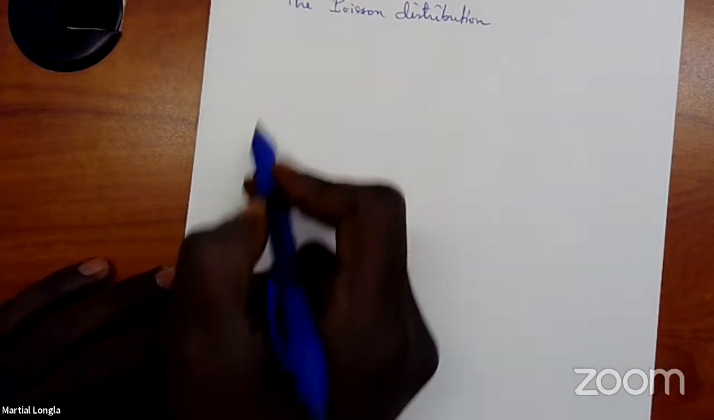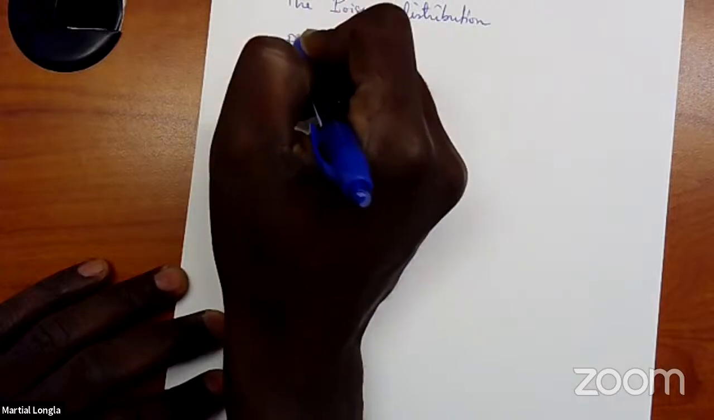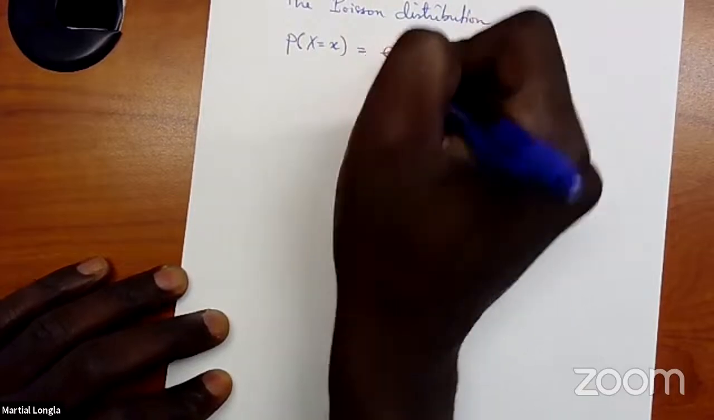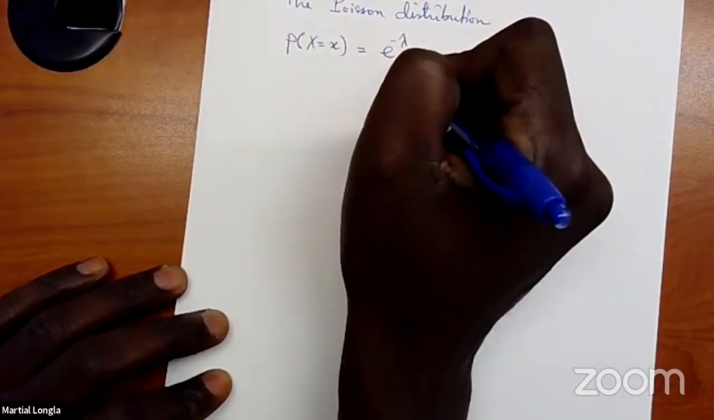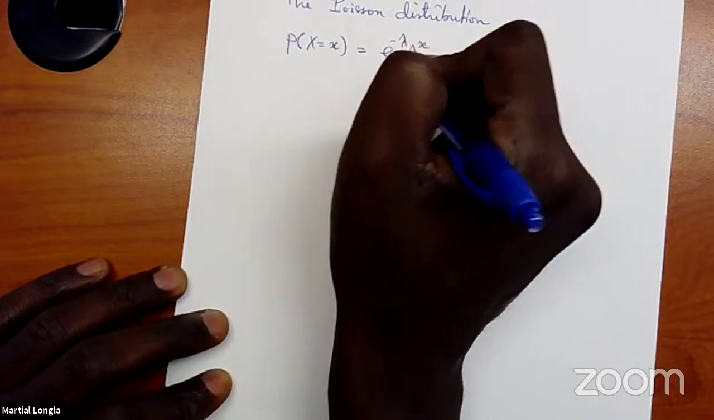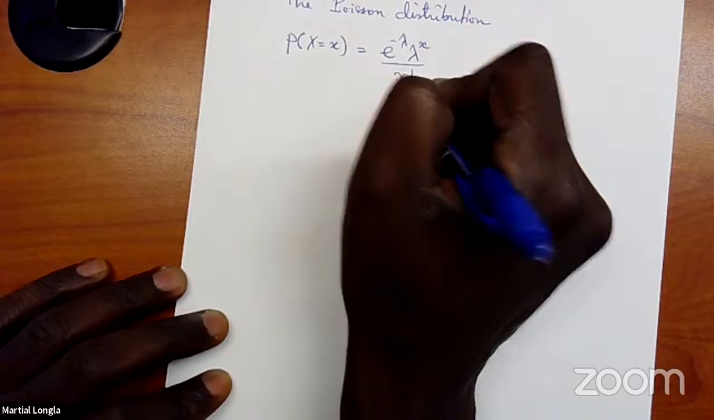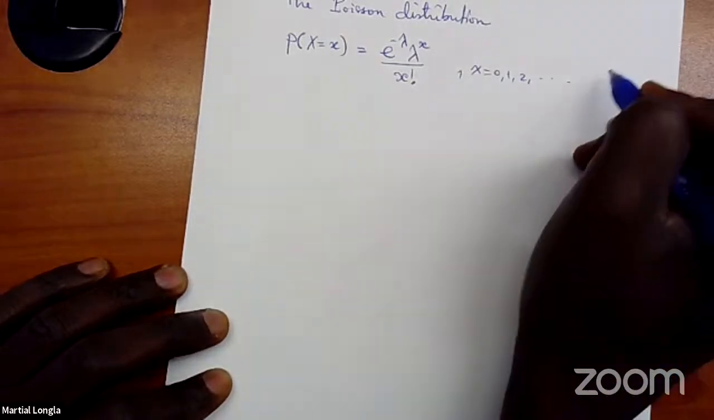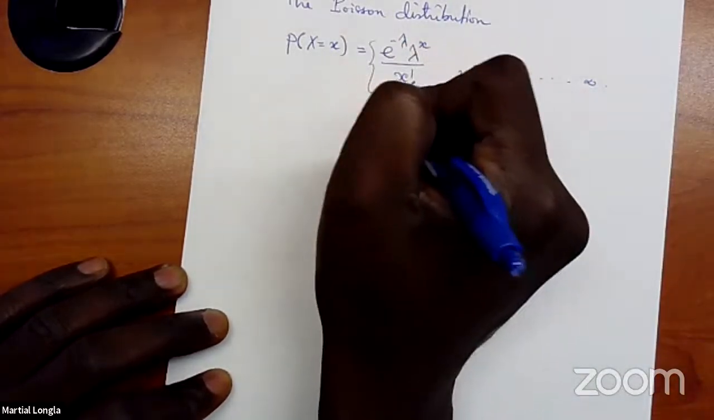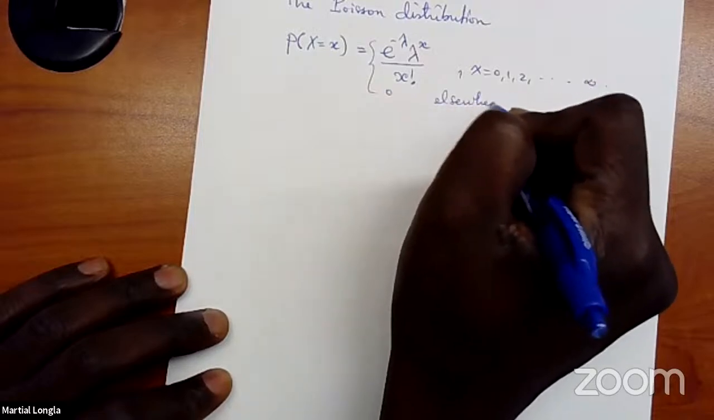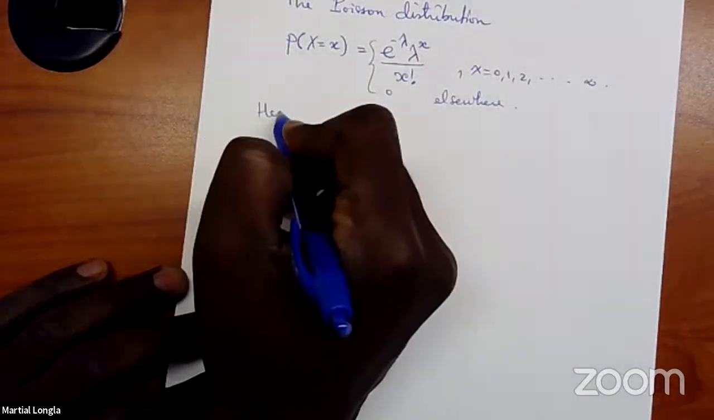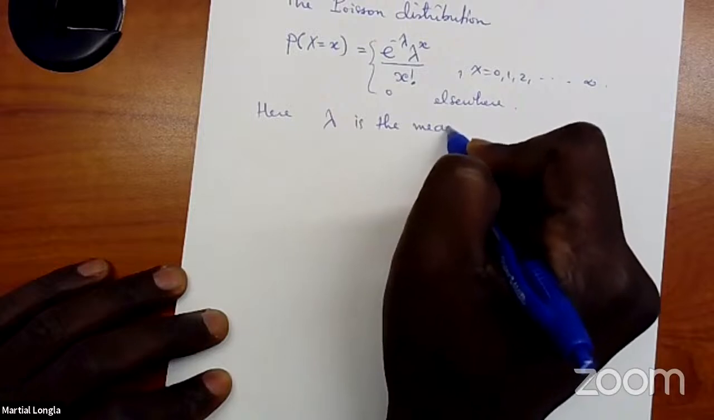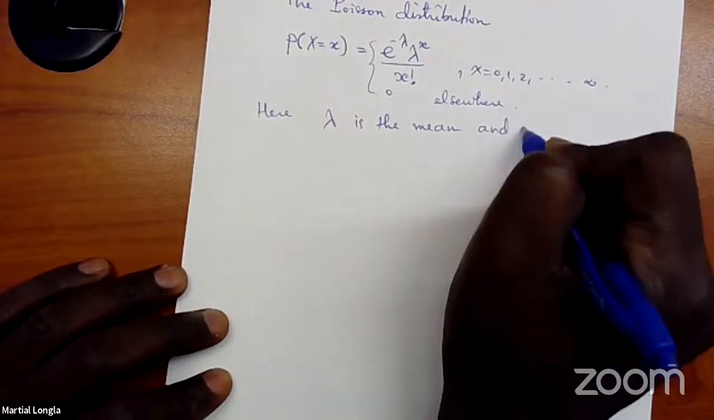So with the Poisson distribution, we also have a discrete random variable. The probability that X is equal to x is e to the negative lambda times lambda to the power x over x factorial, for x equals 0, 1, 2, and so on, all the way to infinity, and 0 elsewhere. Here, lambda is the mean and variance.